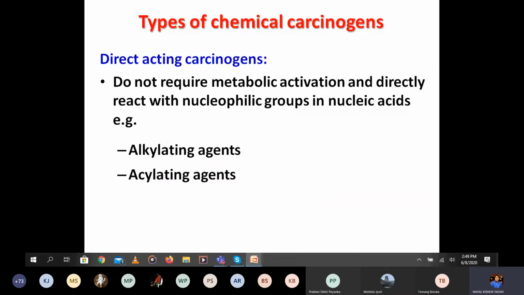There are two types of chemical carcinogen: direct acting and indirect acting. The direct acting chemical carcinogen does not require any metabolic activation, and directly reacts with the nucleophilic groups in the nucleic acids. Nucleic acids are of two types, DNA and RNA, and the nucleophilic group is the phosphate group. It can go and bind to the phosphate group of nucleic acids. Examples are alkylating agents and acylating agents. These acylating agents transfer or donate the acyl group, and these agents go and bind to the nucleophilic group of nucleic acids. That means they can bind to the phosphate group of DNA and RNA, and it will act directly.